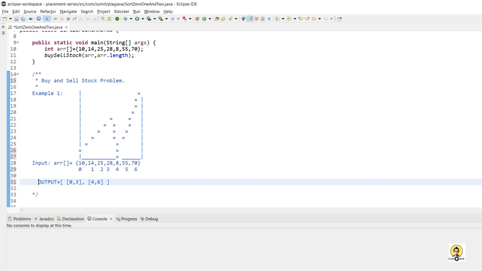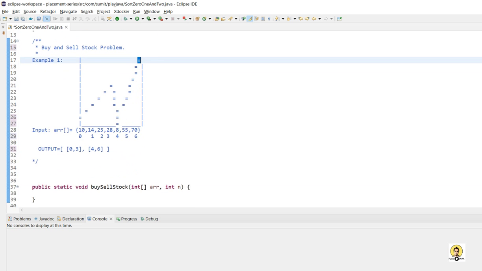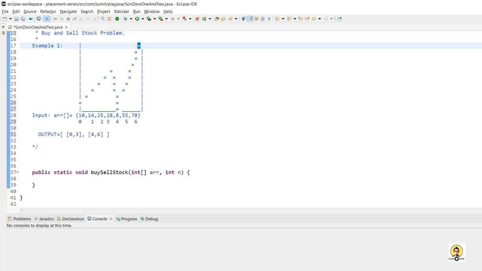In the output I have represented this as one way of purchase and this as another way of purchase. In the first part I am buying at day 0 when the price is 10 and selling at day 3, at a price of 28. Again I am buying at day 4, when the price is 8, and selling at day 6, at a price of 70.